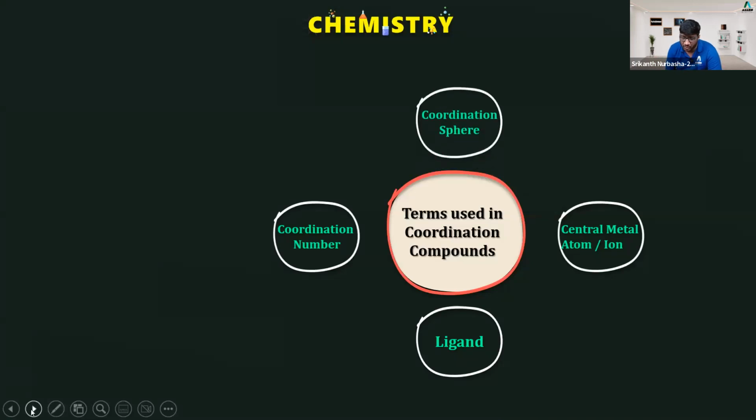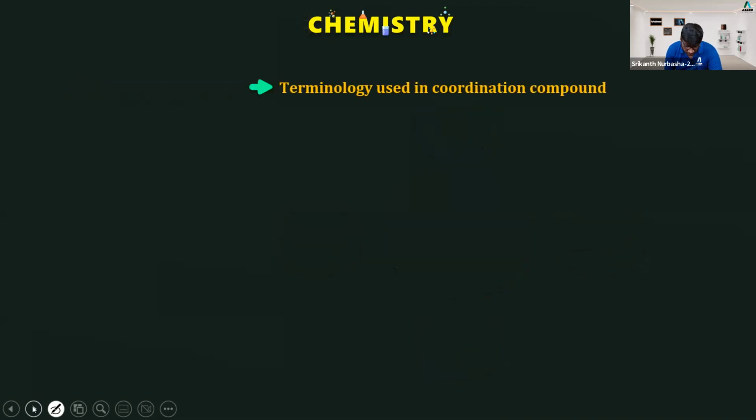Coordination sphere. The coordination sphere is wherever we have the complex entity. In the complex, we have some counter ions and the complex ion, which is present in square brackets. That is nothing but the coordination sphere.